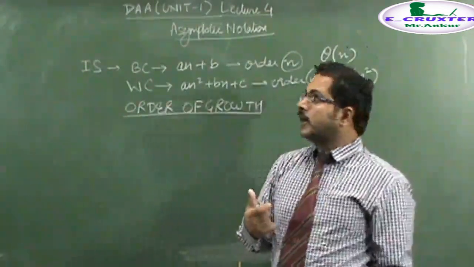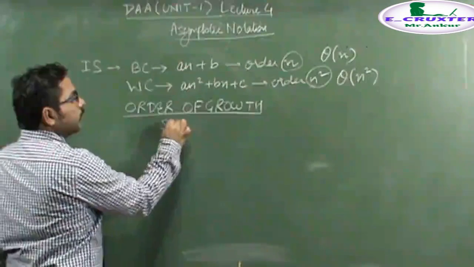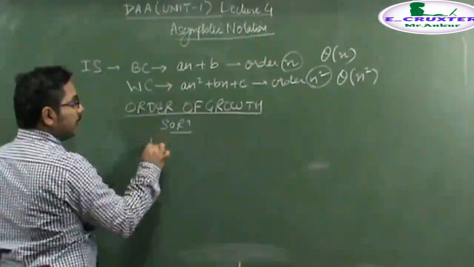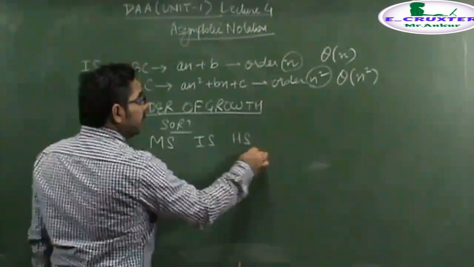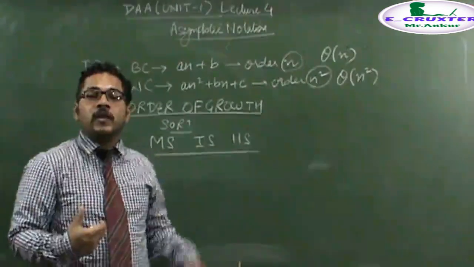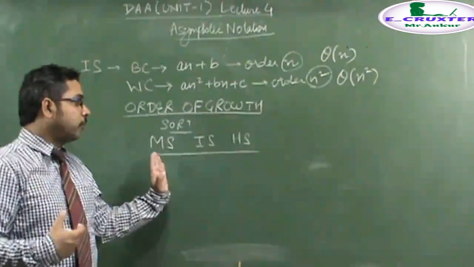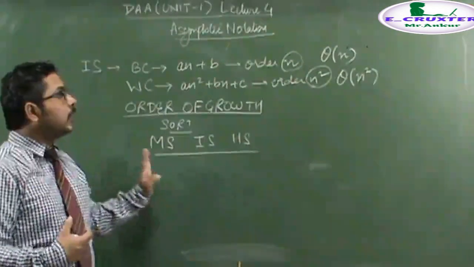If there are multiple algorithms for the same problem, for example for sorting, say merge sort, insertion sort and heap sort, then the order of growth allows us to compare the relative performance of these alternative algorithms. That is, which algorithm is more efficient compared to the other in terms of time.